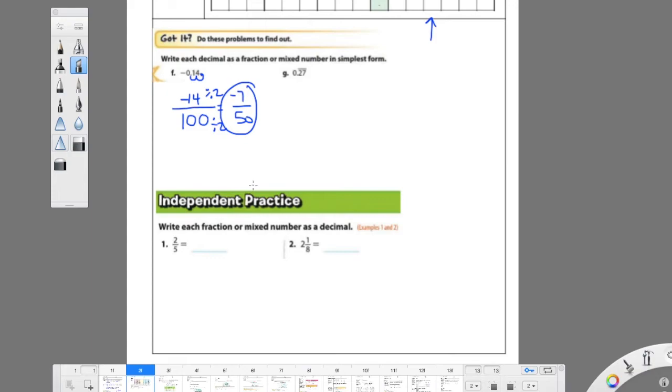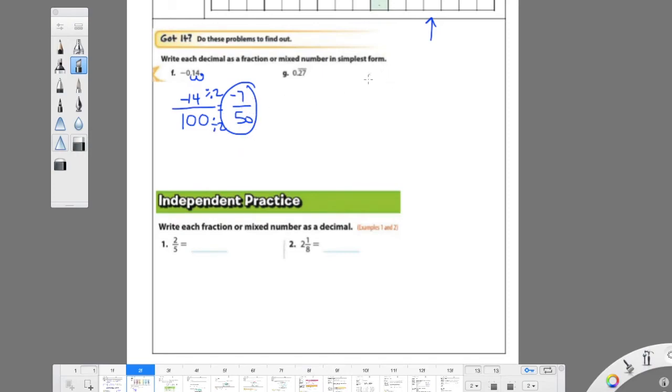And if you weren't sure if you could reduce this, you might have to do a little bit of testing. But I know 50 does not divide by 7, and 7 is a prime number, so nothing other than 7 and 1 divide into 7. But the closest I can get to 50 is 49, which is 7 times 7. So I can't get to 50, not evenly.